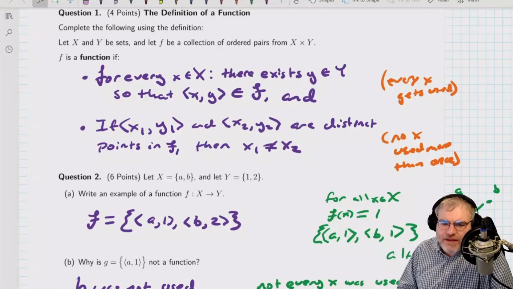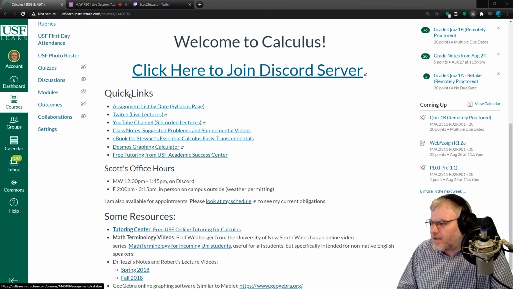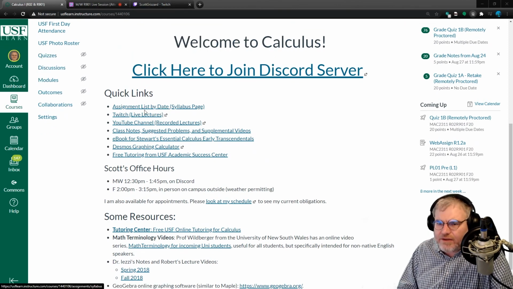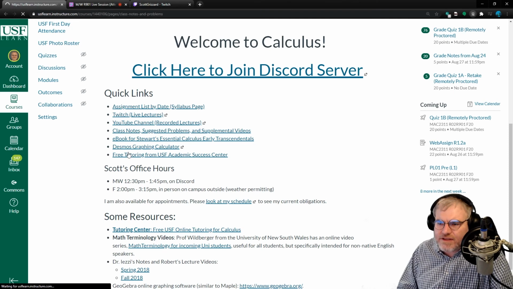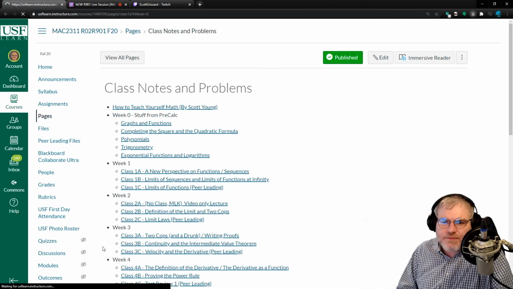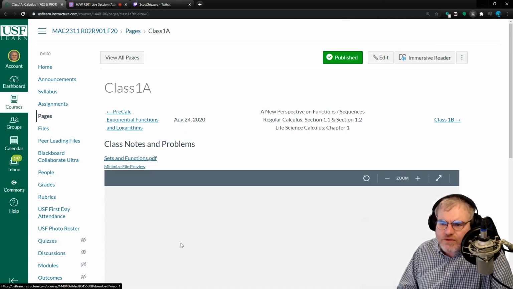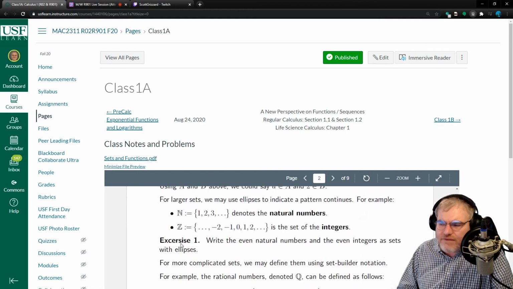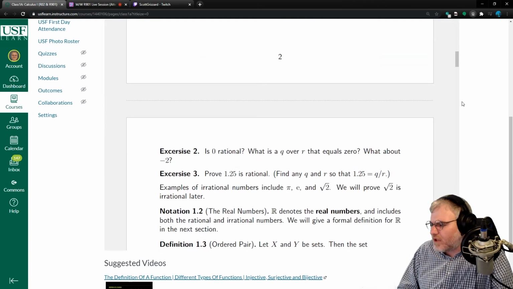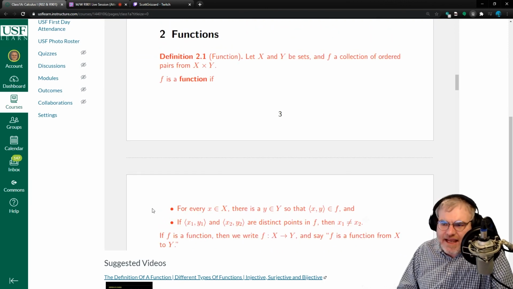You can actually find those full definitions if you go on the Canvas site, you go here to class notes and suggested problems. And then you go down here to a new perspective on all functions or whatever it's called. You can actually see these notes right here. One of the major advantages of these notes is it actually has the bulleted definitions in them. And there it is in red to say, hey, look, I'm an important definition.